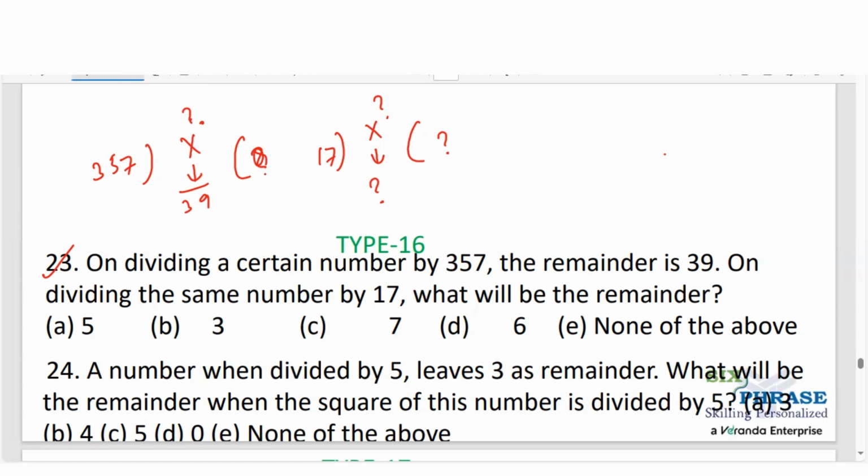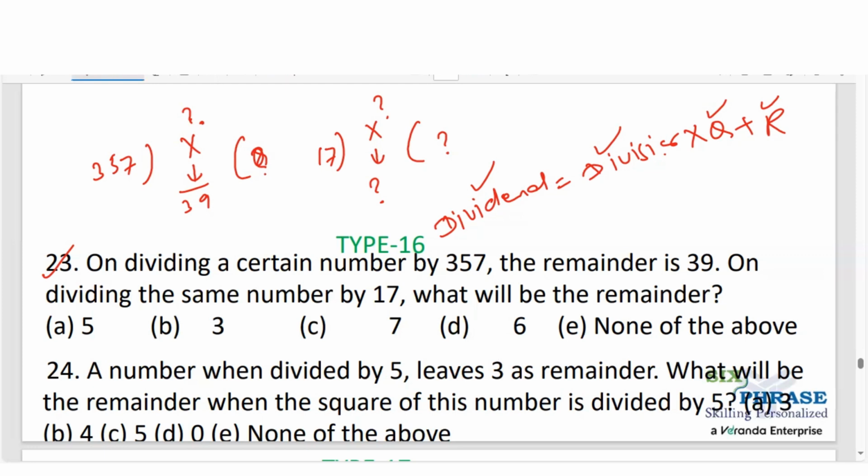So you know the formula: dividend equals divisor multiplied by quotient plus remainder. In this formula there are four terms: dividend, divisor, quotient, and remainder. If any three are given, we can find the fourth one. But here, in the first case only two are given, two unknown. We cannot use this formula. In the second case only one thing is given and three things are not given. So we cannot use this formula directly, and if we do, it will take a lot of time.